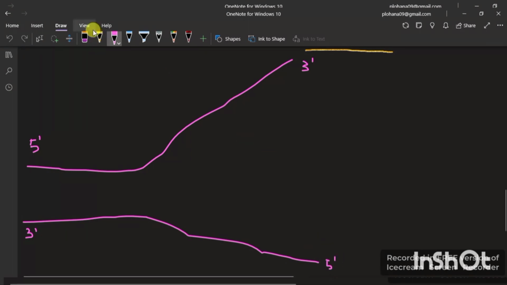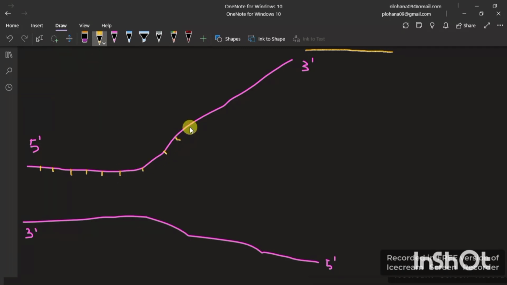Let me make the nucleotides here. These are the nucleotides. Let me make it all. Here are the nucleotides as well, and here are the complementary nucleotides of this. Here I have nucleotides as well. So here are the complementary nucleotides.